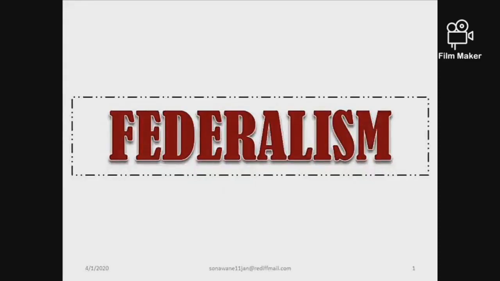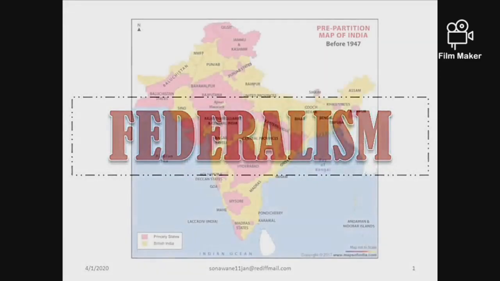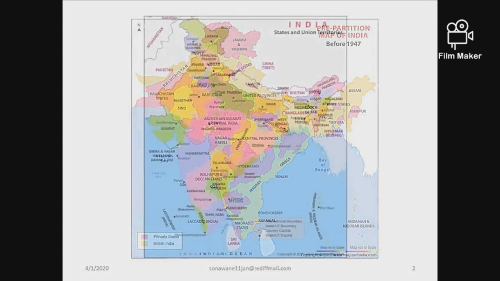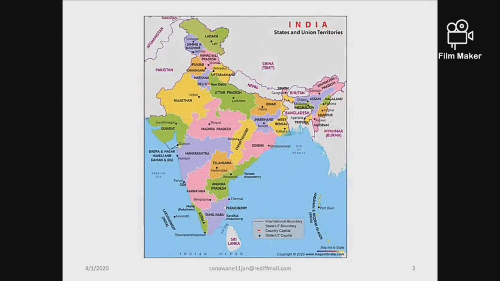Federalism. Look at the political maps, on the next 2 pages, of India in 1947 and 2020. They have changed dramatically over the years. Boundaries of states have changed, names of states have changed, and the number of states has changed.